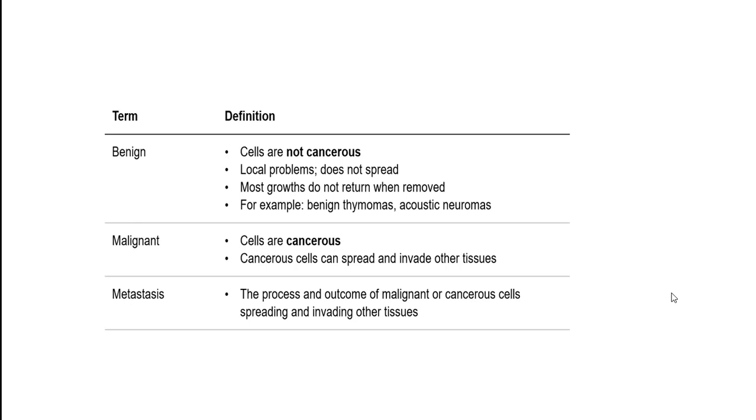Now we have 3 important and pivotal terms that we should talk about. First, benign, which means cells are not cancerous, a local problem that doesn't spread, and most growths don't return when removed. For example, benign thymomas and acoustic neuromas. Malignant, which means cells are cancerous and can spread and invade other tissues. Metastasis, the process and outcome of malignant or cancerous cells spreading and invading other tissues.